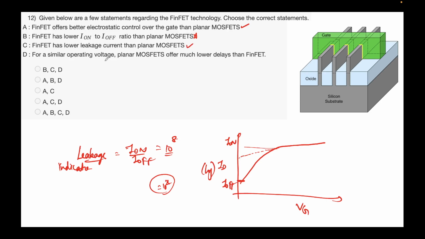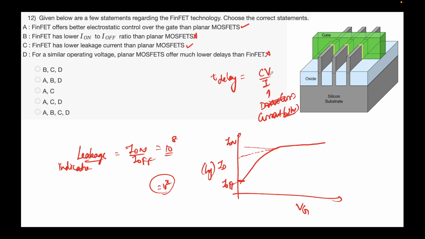For a similar operating voltage, planar MOSFETs offer much lower delays than FinFETs. This was observed among other things, that the planar MOSFETs, no wait, FinFETs have lower delays. Sorry, this is wrong. FinFETs have lower delays than planar MOSFETs. The reason again is very simple. We have talked about it when we talked about delays: it is CV over I. I told you the current is usually higher because it's dependent on W.